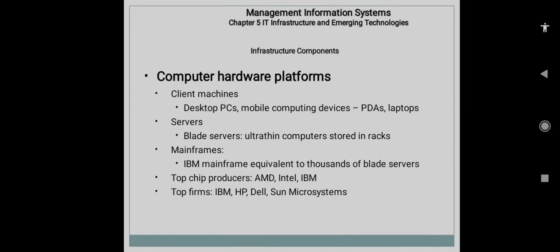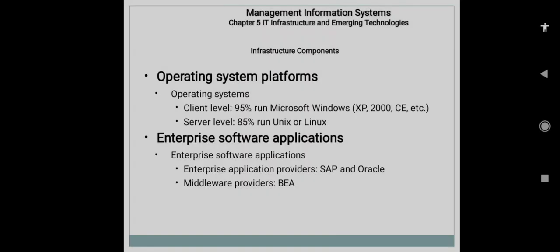In 2008, 285 million PCs were shipped worldwide with a market value of $253 billion, and in 2009, US firms will spend about $150 billion on computer hardware. Operating system platforms: at the client level, 95% run Microsoft Windows, XP, 2000, CE, etc. At the server level, 85% run Unix or Linux.